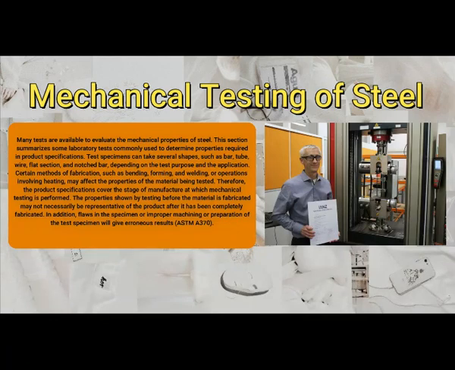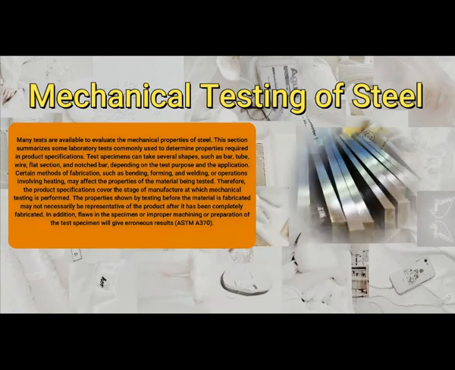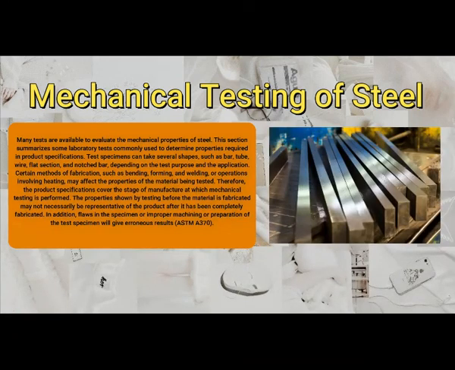Test specimens can take several shapes, such as bars, tubes, wire, flat section, and notched bar, depending on the test purpose and the application. Certain methods of fabrication, such as bending, forming, and welding, or operations involving heating, may affect the properties of the material being tested. Therefore, the product's specifications cover the stage of manufacture at which mechanical testing is performed. The properties shown by testing before the material is fabricated may not necessarily be representative of the product after it has been completely fabricated.